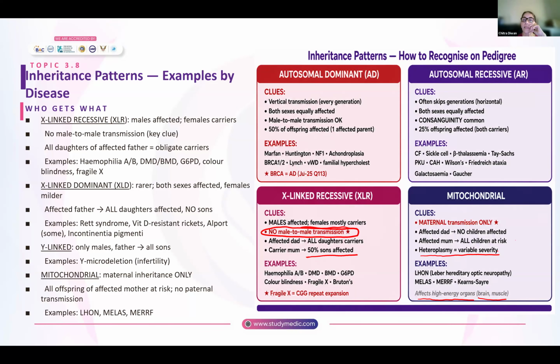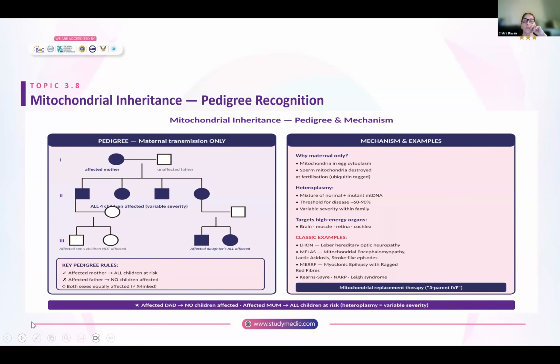Mitochondrial is something that you very rarely see. So you have Leber hereditary optic neuropathy called LHON, or you have MELAS, MERRF, Kearns-Sayre. Important thing is wherever any organs that require very high energy, brain or the eyes or muscles, all of these systems could be affected whenever you have the mitochondrial disturbances. So this is all about the mitochondrial disturbance. I've already explained to you why the transmission is only through the maternal.